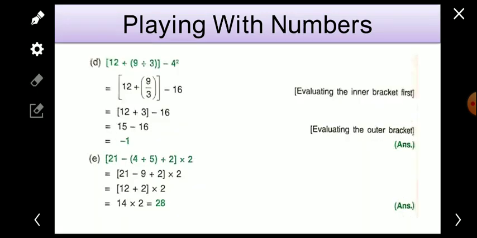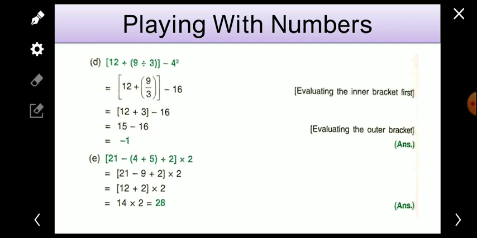Let's see this question. Inside the bigger bracket, a small bracket is there. So what will we do? We will solve the expression which is inside the innermost bracket. Okay, so that will be solved first. Here we can see that in the innermost bracket 9 divided by 3 is there. So at first we will divide that, and we will get 3. Then we will solve the outermost bracket here. So 12 plus 3 is 15, then 15 minus 16 is equal to minus 1.